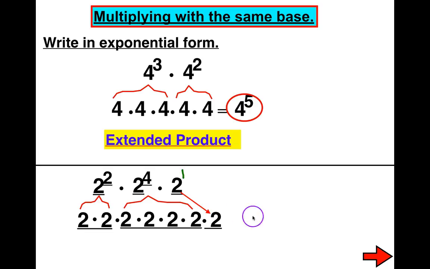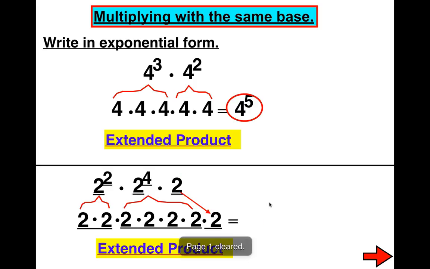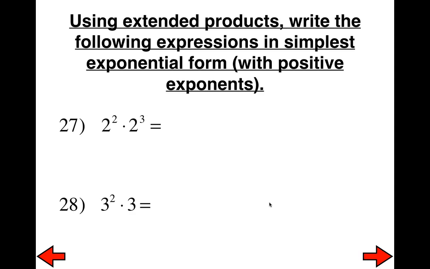So here, how many do we have? First of all, let's go ahead and write our base, which is a 2, and figure out how many times it repeats. 1, 2, 3, 4, 5, 6, 7. So I'm going to write 2 to the seventh. It's that simple. Okay? So now I would like you to go ahead and pause the video and try numbers 27 and 28.